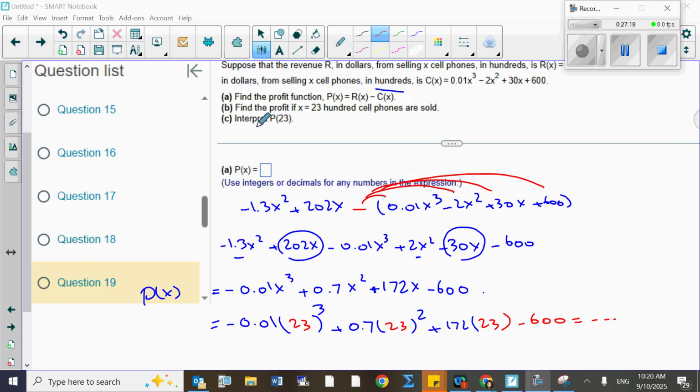Next part is asking us to find the interpretation of P of 23. That means if 2,300 cell phones are sold, then what is the profit? So it's just giving us the profit when we sell 2,300 cell phones.